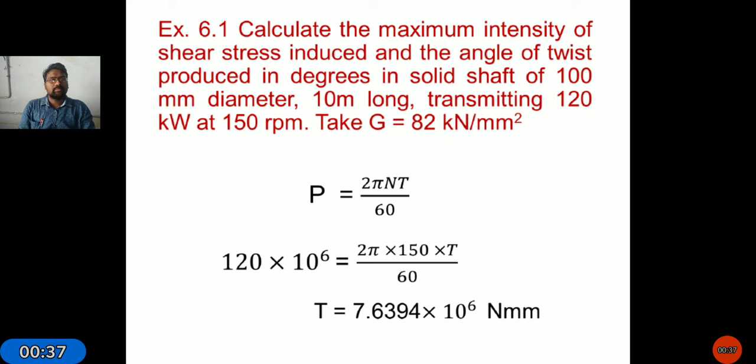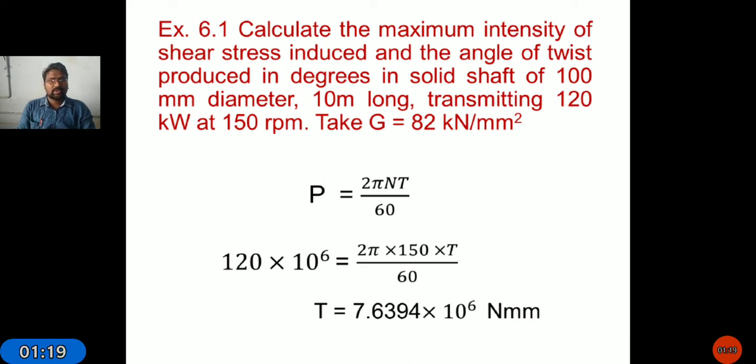Calculate the maximum intensity of the shear stress induced and the angle of twist produced in degrees, in a solid shaft of diameter 100 mm and 10 meters long, transmitting 120 kilowatts at 150 rpm. Take G equals 82 kilonewton per meter square. Here the problem gives a shaft with diameter 100 mm and length 10 meters, transmitting a power of 120 kilowatts at a speed of 150 rpm.